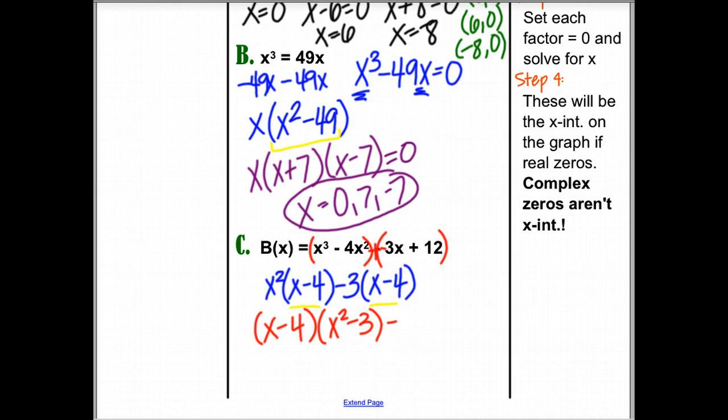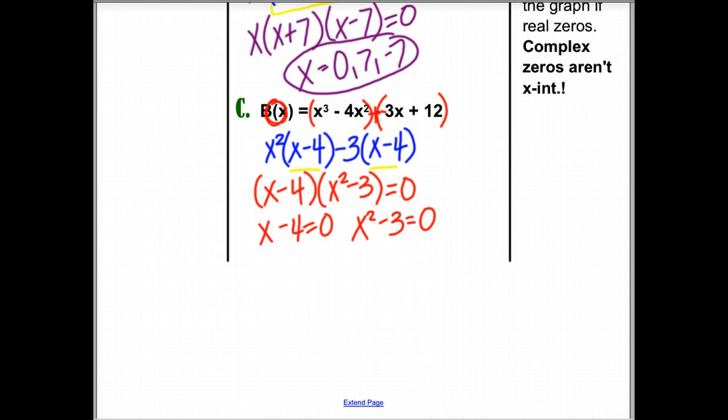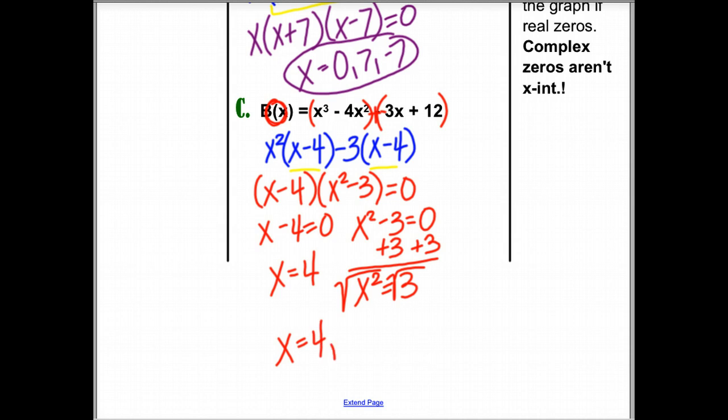When I set this equal to 0, because this should have been 0 to begin with, I have x minus 4 equals 0 and x squared minus 3 equals 0. Looking at this, x minus 4 equals 0 means that x equals 4. Here, I bring the 3 to the other side, giving me x squared equals 3. I take the square root, which means that besides x equaling 4, x equals plus or minus the square root of 3. Please make sure you have that plus or minus in there.